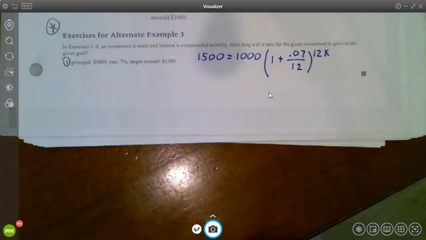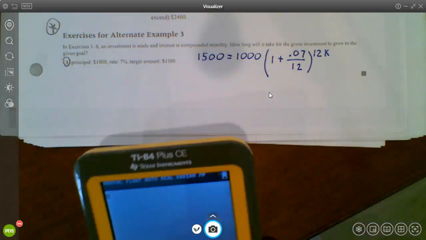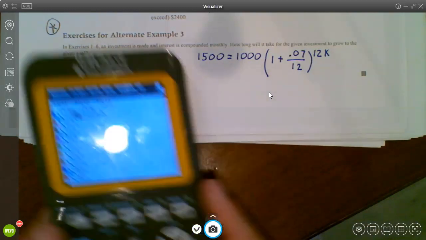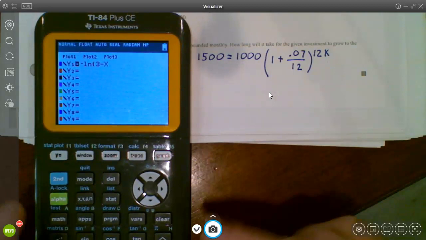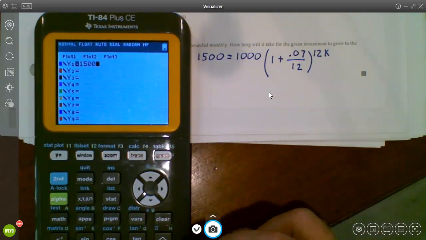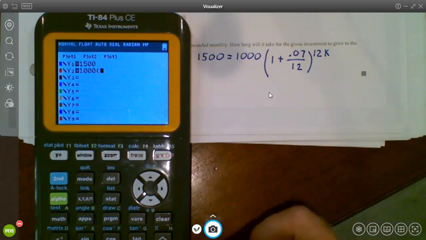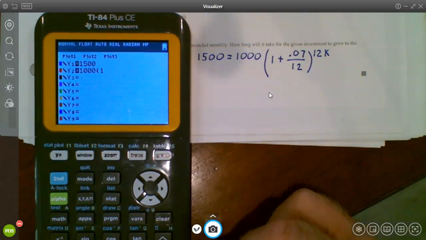So here's our setup. I could just go straight into the graph. If you wanted to, you could actually divide the 1,000 over first and then graph, with the new equations being some easier numbers to work with, but that's okay. We'll go with the big guys. So we're going to be graphing 1,500 as one graph, and I've got my other info as my other graph.